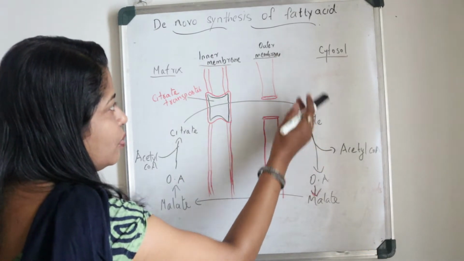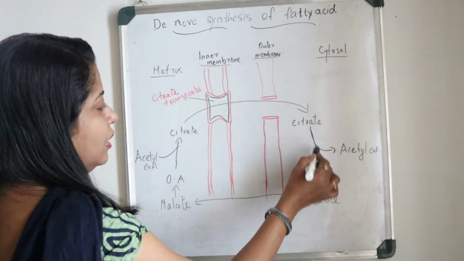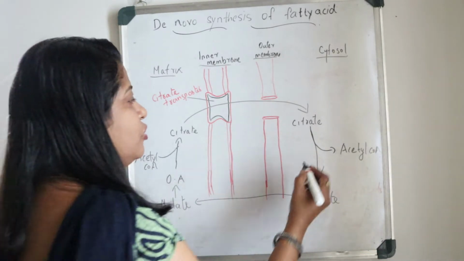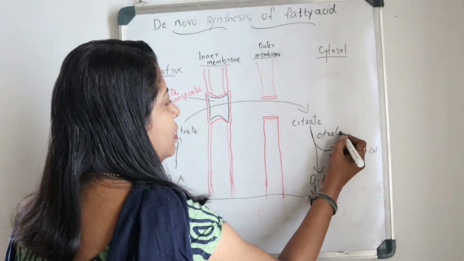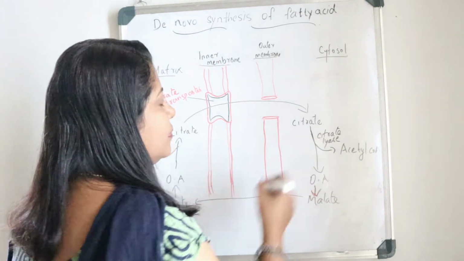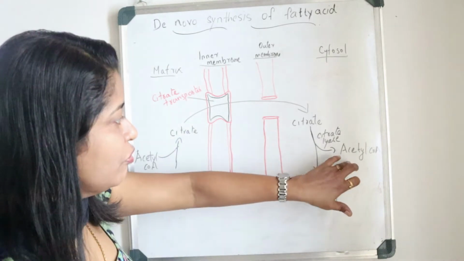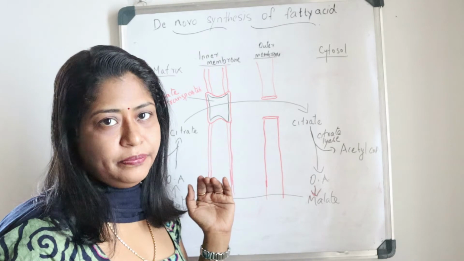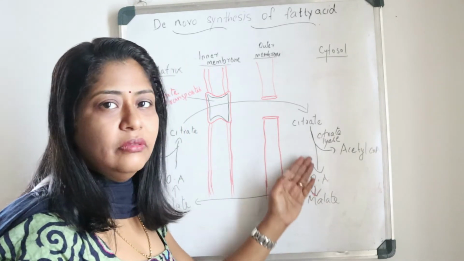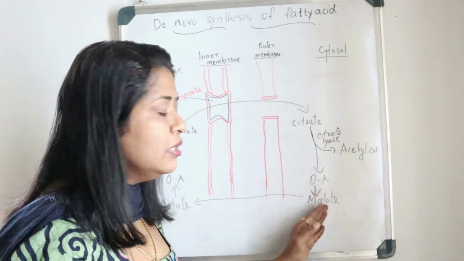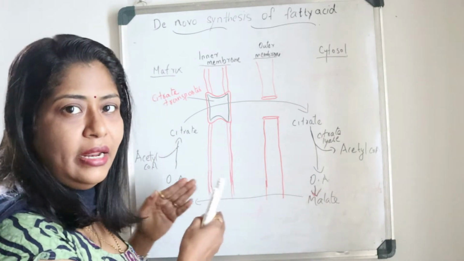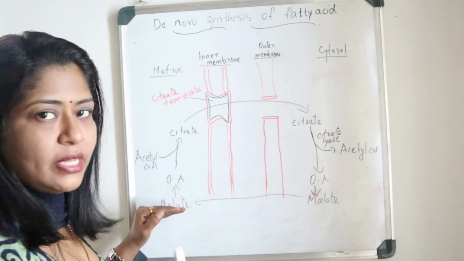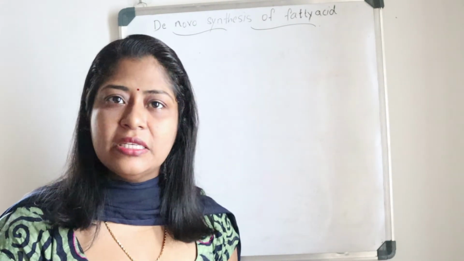And the citrate, on reaching the cytosol, will be cleaved into oxaloacetate and acetyl-CoA by the enzyme citrate lyase. So the acetyl-CoA so formed can be utilized for the fatty acid biosynthesis in the cytosol. And the oxaloacetate formed is converted to malate, and through this malate shuttle, it will shuttle back to the mitochondria. So that's what happens.